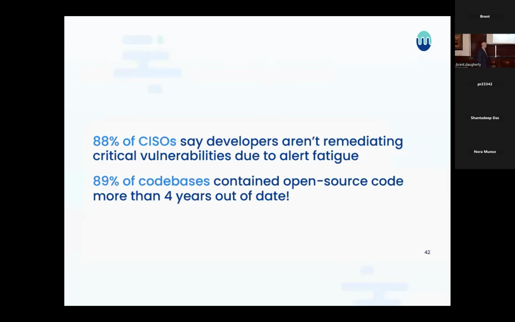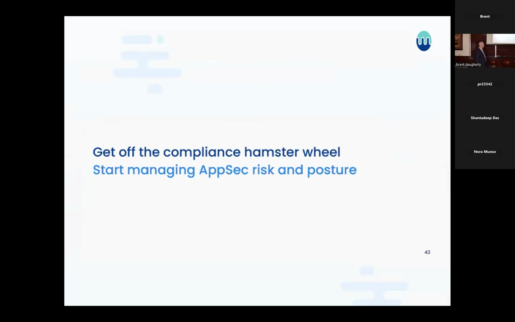So again, recap, 88% of CISOs say developers aren't remediating their critical vulnerabilities because of alert fatigue. 89% of the code base has contained open source software more than 4 years. What do? Get off the compliance hamster wheel. Start managing your AppSec posture. Well, how do you do that? All right, so you're acquiring companies, you're doing everything. How do you do it?